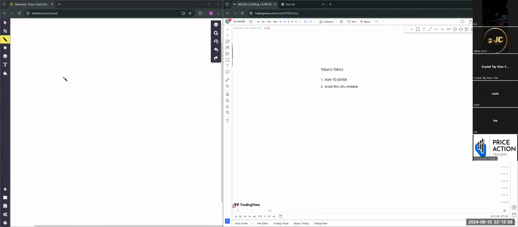All right, about how to enter. Before we jump into the charts, I'm going to share one simple formula that is very, very important. In this formula, we're going to use 3 time frames. Time frame number 1 is the 4-hour time frame.